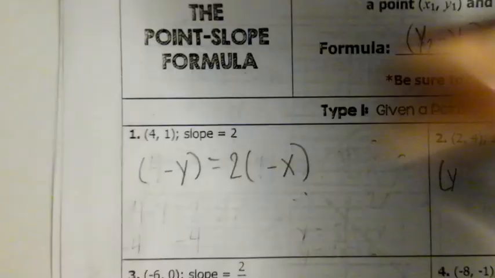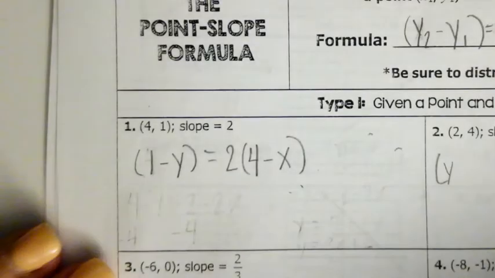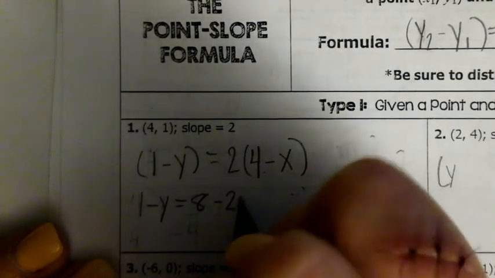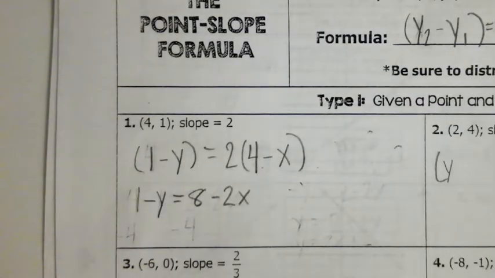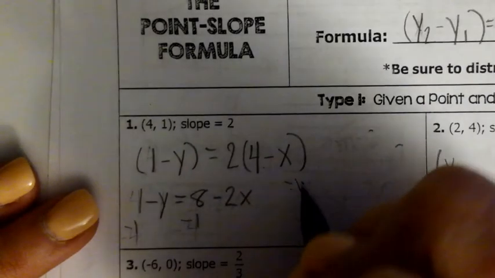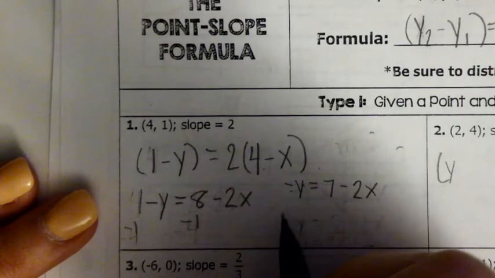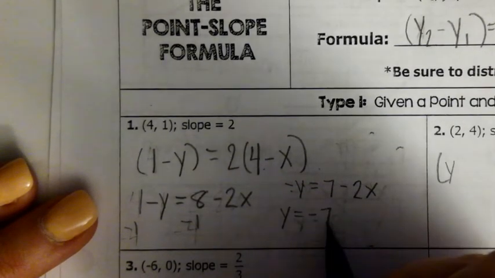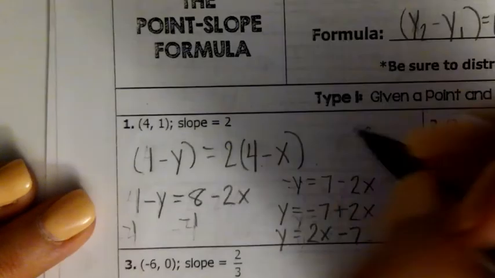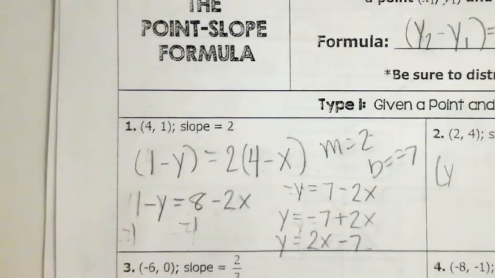All right, so here's our y and here's our x. So 1 minus y is equal to 2 times 4 is 8 minus 2x. All right, subtract by 1. So we have negative y is equal to 7 minus 2x. Divide by negative. So y is equal to negative 7 plus 2x. Write it nice: 2x minus 7. Our slope is 2 and our y-intercept is negative 7.